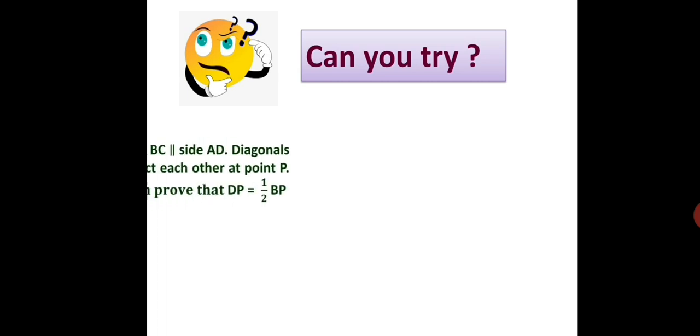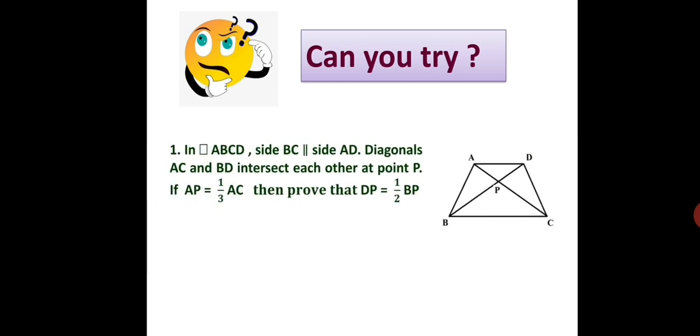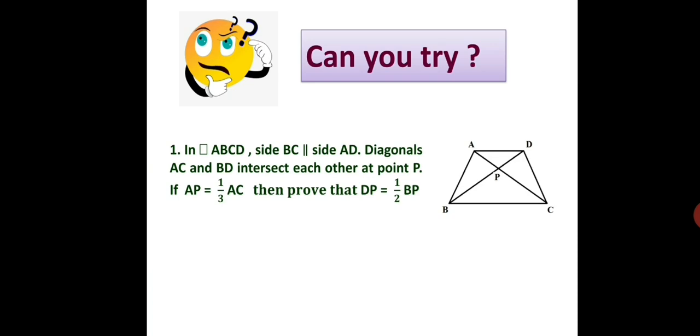Can you try one example for you? In quadrilateral ABCD, side BC is parallel to side AD. Diagonals AC and BD intersect each other at point P. If AP is 1/3 of AC, then you have to prove DP is equal to half of BP.